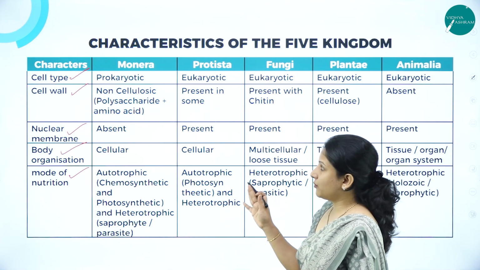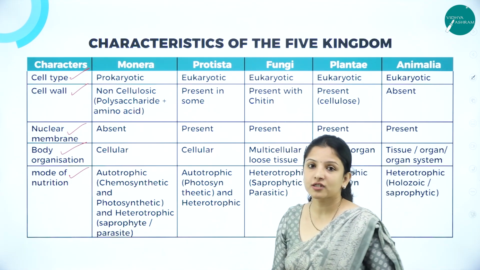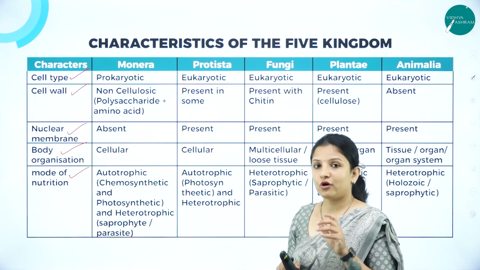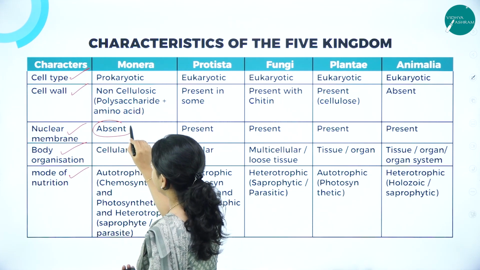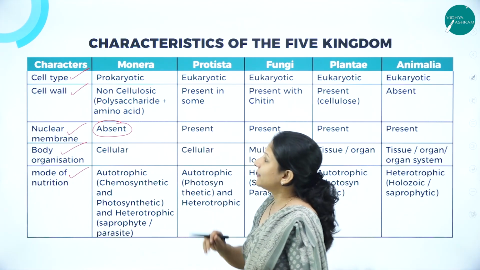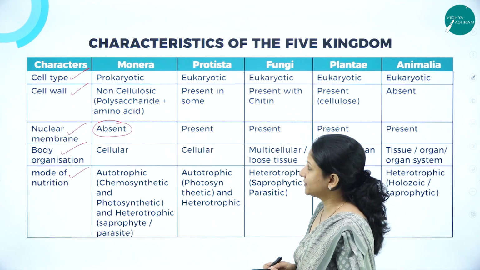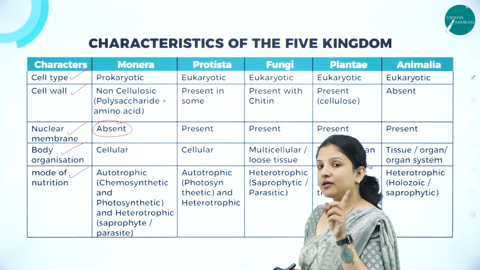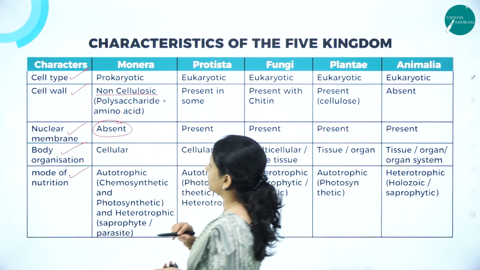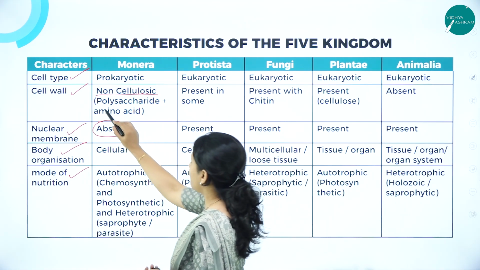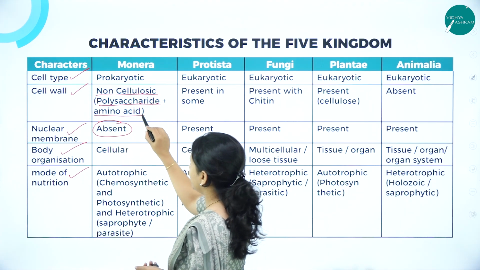So, okay, Monera. Monera is prokaryotic. So, what does prokaryote mean? They do not have a nuclear membrane. So, therefore, nuclear membrane is absent under Monera. And their cell wall, is a cell wall present? Yes, it is present, but it is not made up of cellulose. It is non-cellulosic. But instead, they are made up of polysaccharides and amino acids.